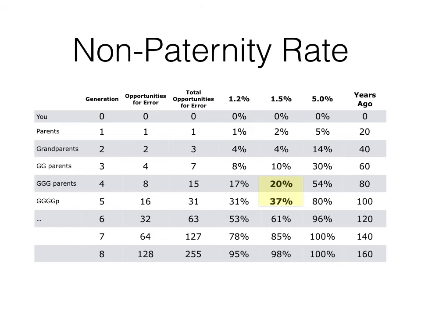Using that 1.5%, a tree that extends to your third great-grandparents has about a 1 in 5 chance of at least one non-paternity event. Extend the tree to your fourth great-grandparents, and you have more than a 1/3 chance of at least one error. So this is not a rare event. I just didn't expect to see it quite so close to home.